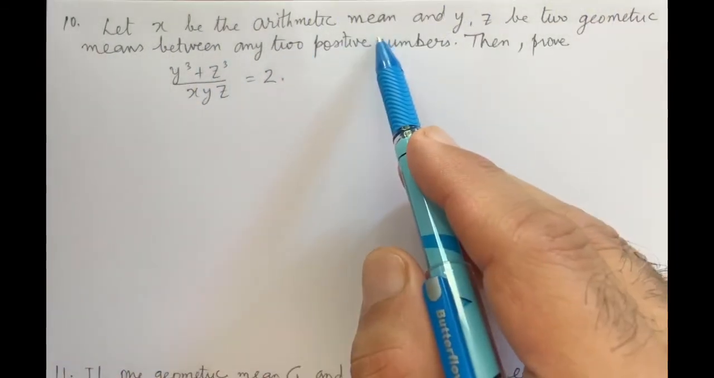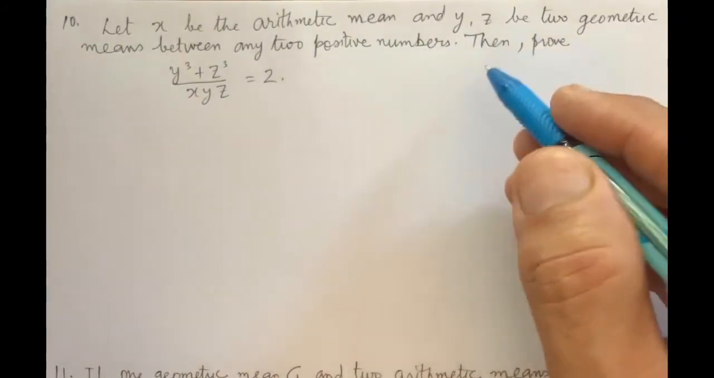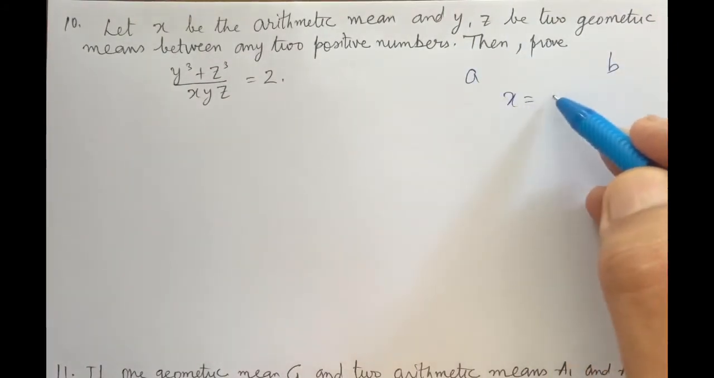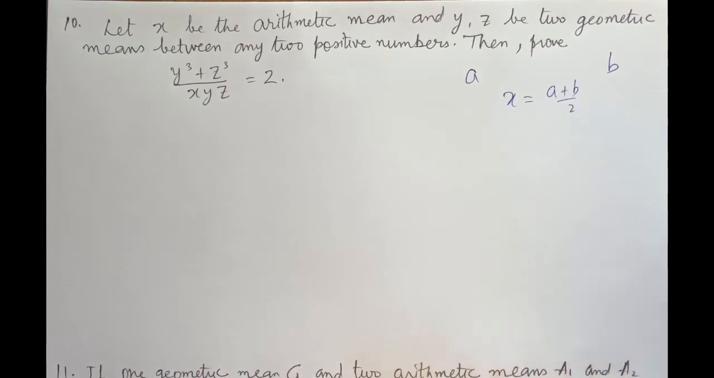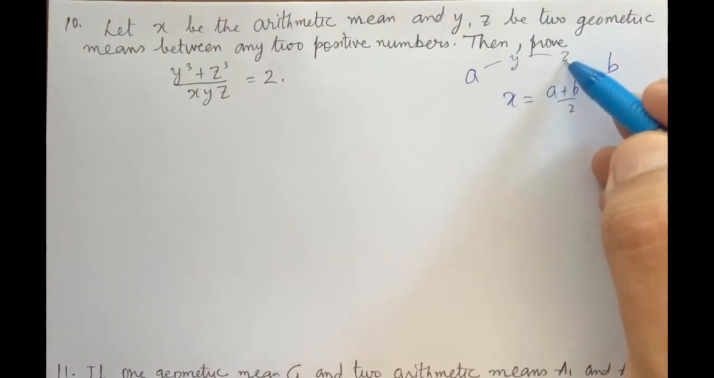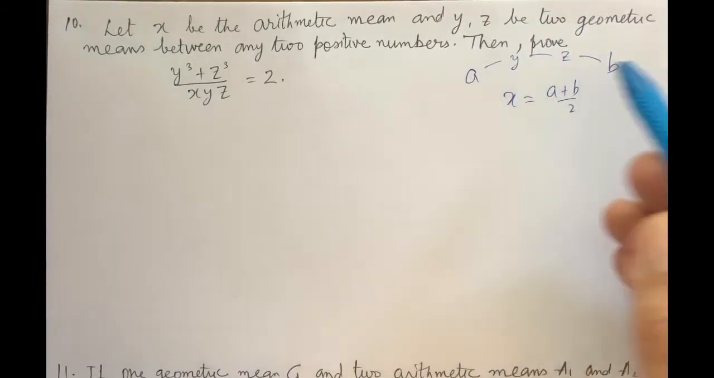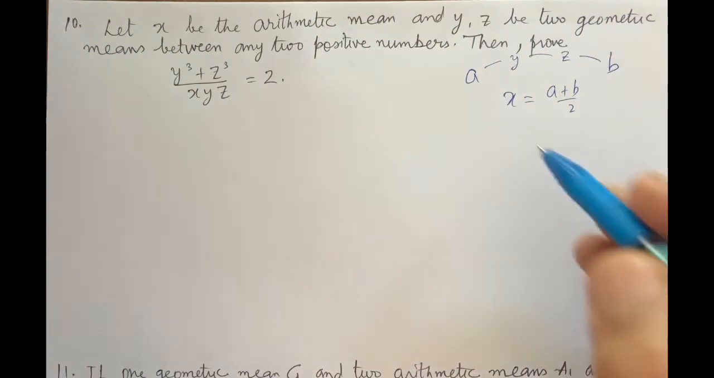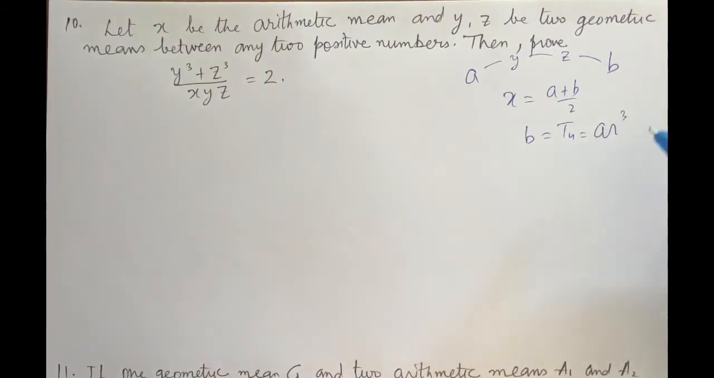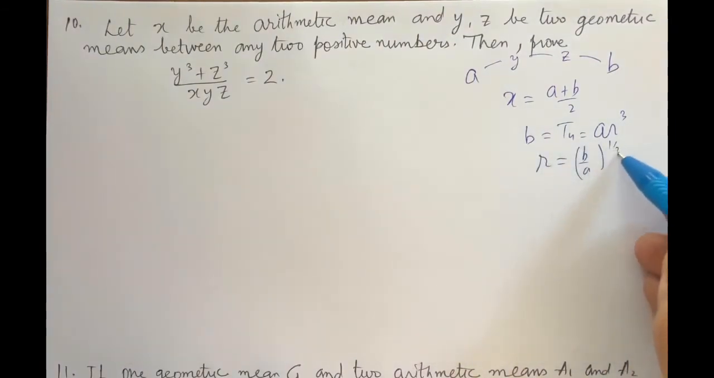x is the arithmetic mean, y and z are two geometric means between any two positive numbers. So let us say the positive numbers are a and b. x is the arithmetic mean, x is a plus b by 2. y and z are two geometric means, this is y, this is z. So this will be a GP. When geometric means are inserted, students, you know it becomes a GP. b is the fourth term of that GP, a into r cube. This gives us r as b by a raised per 1 by 3.